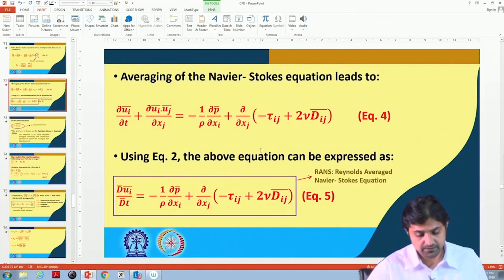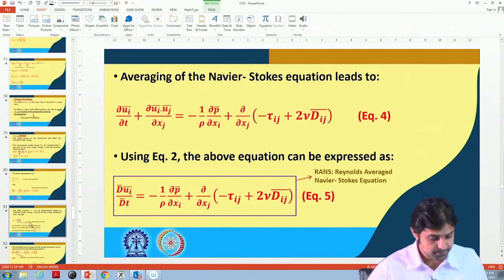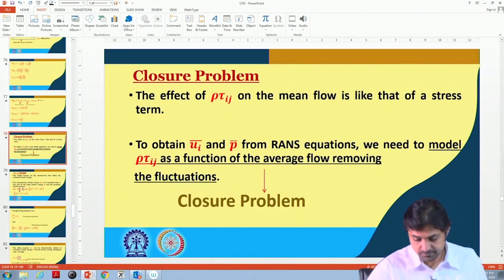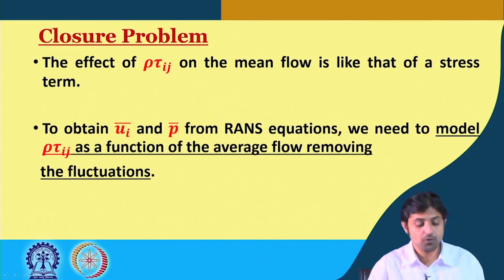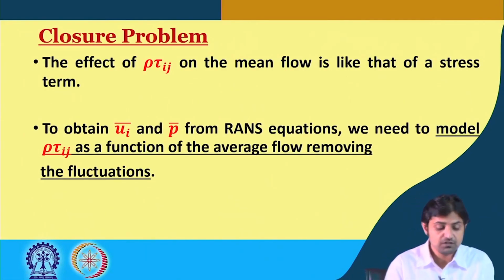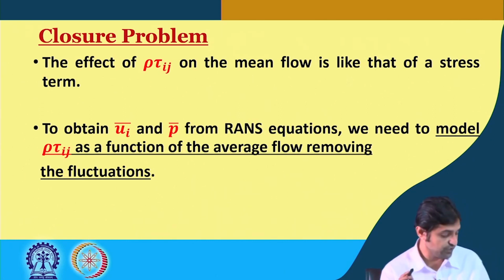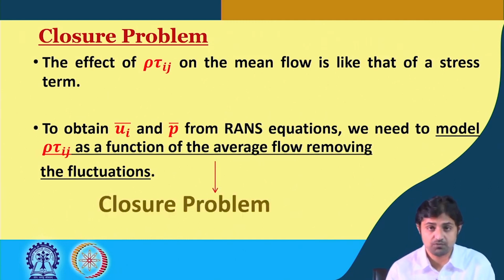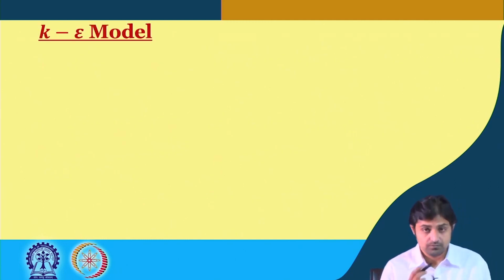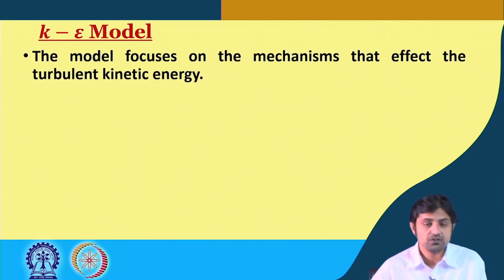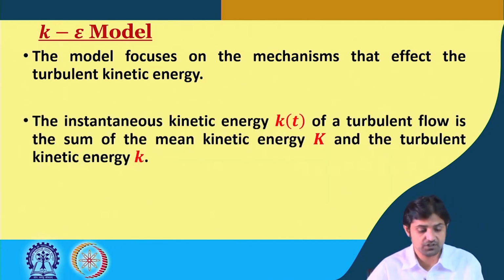So, as I said, to obtain ui and pressure from Rahn's equation, we need to model this Reynolds shear stress given by rho into tau ij as a function of average flow. This will remove the fluctuations, and this process is called the closure problem. There are elegant ways. The first of the methods is called the K epsilon model. In this technique, the model focuses on the mechanism that affects the turbulent kinetic energy. K stands for kinetic energy.